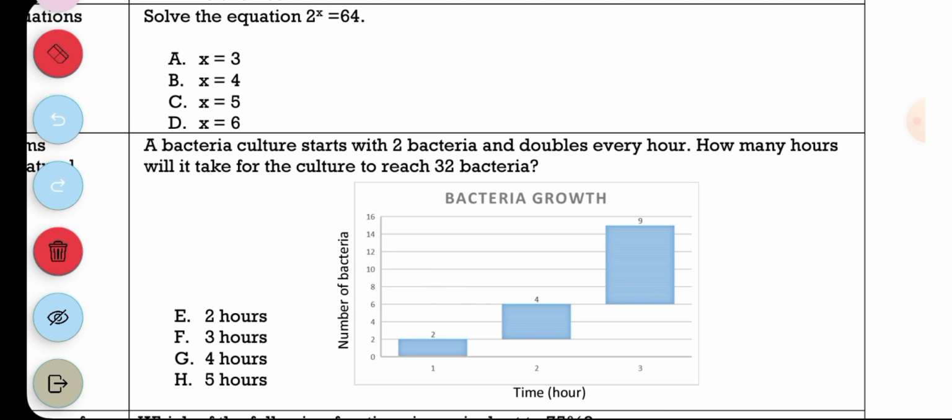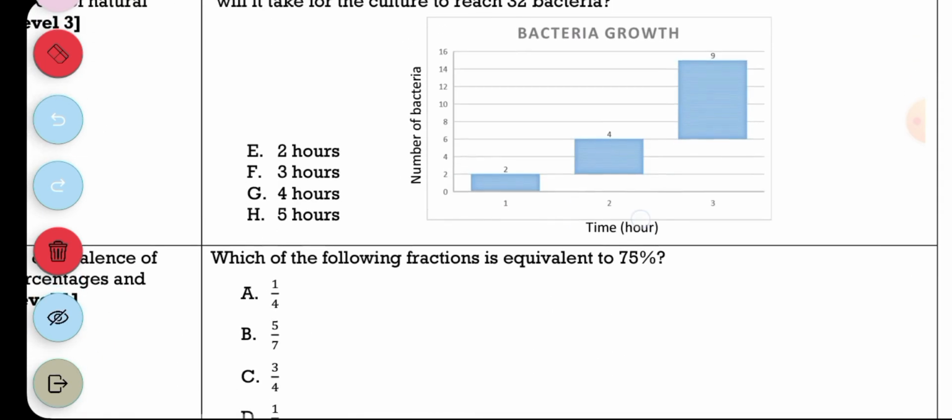So it's doubling. And this doubling has to do with an exponent. So in the 5th hour means 2 to the exponent what number equals 32? And the answer is 5. So our answer to this is H. We have E, F, G, H. So the answer is H.